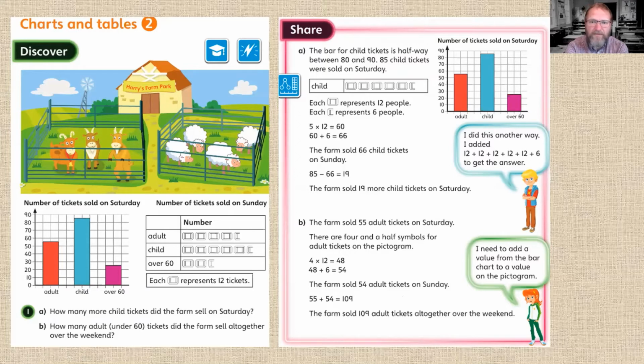Now, we add those together, 55 plus 54 equals 109. So the farm sold 109 adult tickets altogether over the weekend.